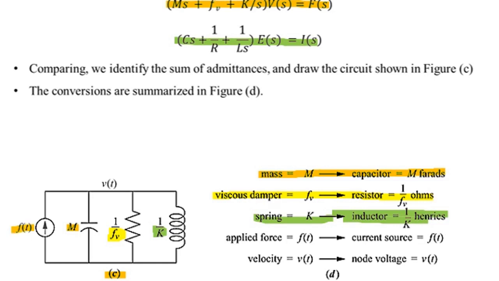The applied force of the translational mechanical system will act as a current source and its value will be equal to F(t). The velocity of the translational mechanical system, V(t), will act as a node voltage in this conversion. And by this we have converted our translational mechanical system into a parallel analog electrical network.